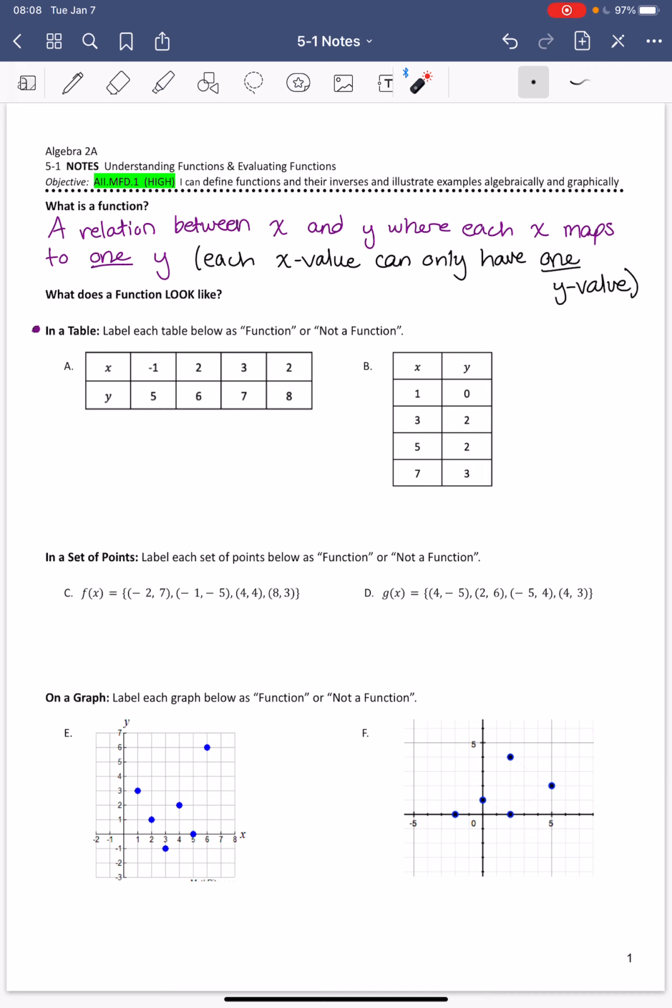Our x's are -1, 2, 3, and we have another 2. That is what we're trying to keep our eye out for, is when that happens. That is not okay. So this is an example of not a function. And if you want a little explanation, x equals 2 repeats. That's the problem.